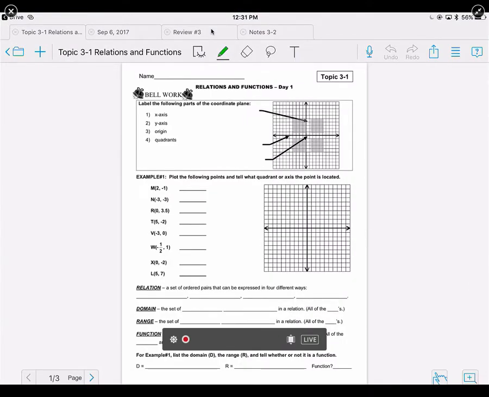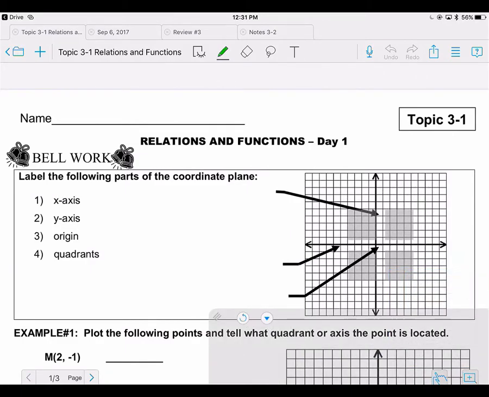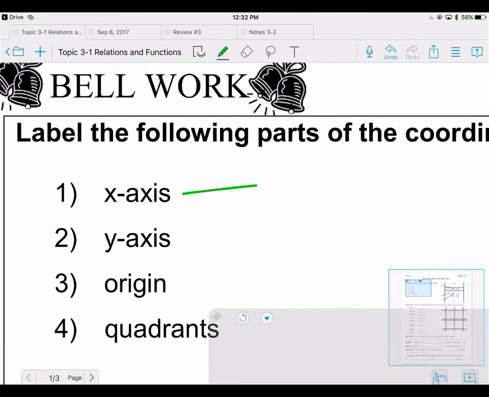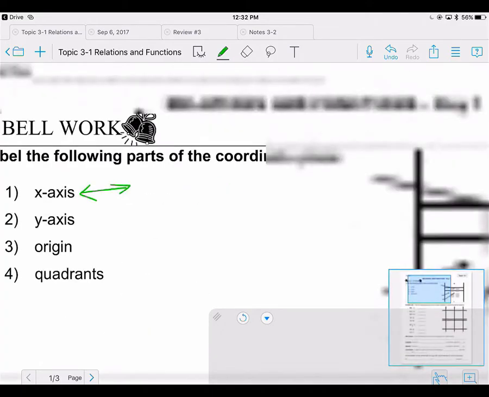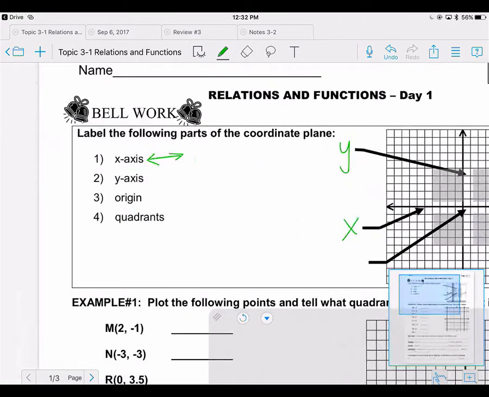This video covers topic 3-1 over relations and functions, day 1. The bell work asks us to label the following parts of a coordinate plane: the x-axis, the y-axis, the origin, and the quadrants. So the x-axis goes left to right, which would be this arrow. The y-axis goes up and down, which would be this arrow, I believe.